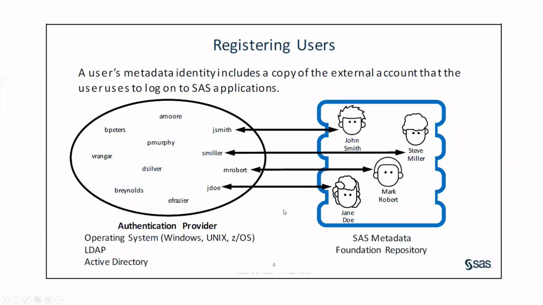So when you look at this slide, these are the different users, authentication providers, like maybe operating system, maybe Active Directory, like Brenolds, eFrazier, DSilver, pMorphy. We have different system users. These are the external users. So I created John, meaning I have given access to these people: John Smith, Steve Miller, Mark Robert, Jane Doe. So these four are already external users. I made these external users use my SAS environment also, meaning an external user can act as an internal user also. So they have the complete access.